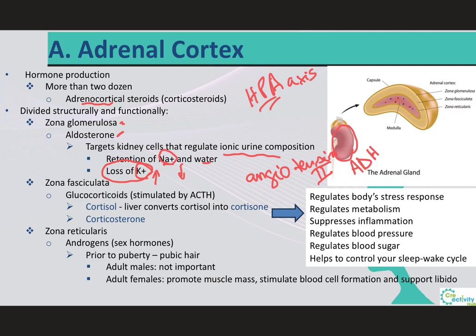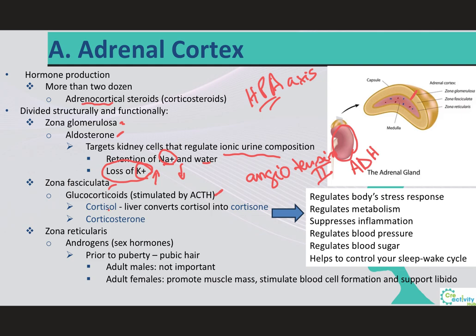If you have more fluid circulating, you will increase the blood pressure. Next, we have the zona fasciculata, and this zone is going to be the thickest of them all with regards to the zones that are located in the adrenal cortex, and it will release glucocorticoids in response to the adrenocorticotropic hormone from the anterior pituitary gland.